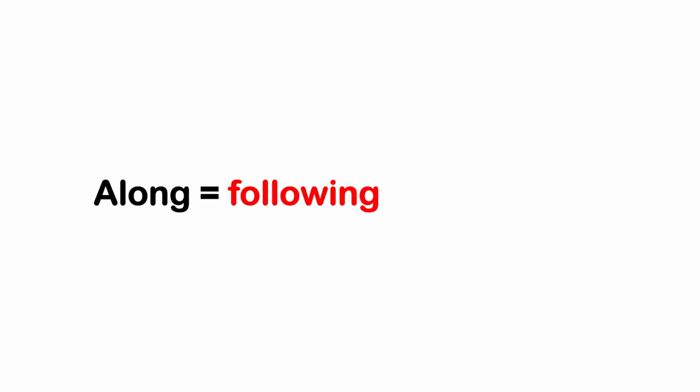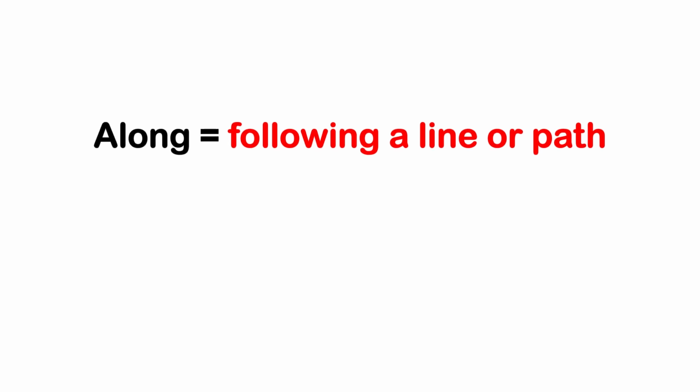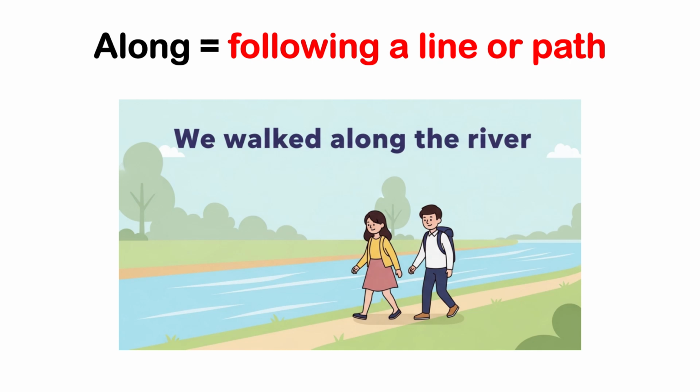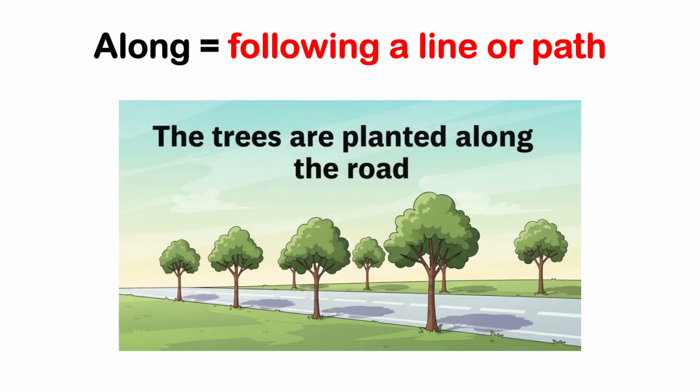Along. We use along when something is moving beside or following a line or path. Examples: we walked along the river. The trees are planted along the road.